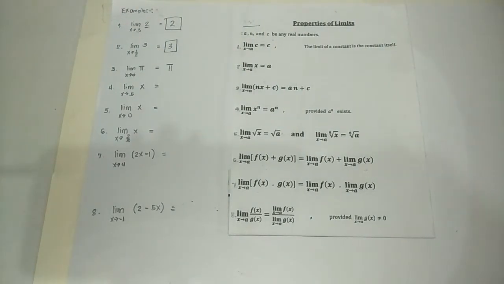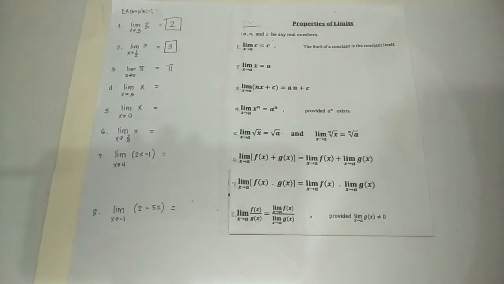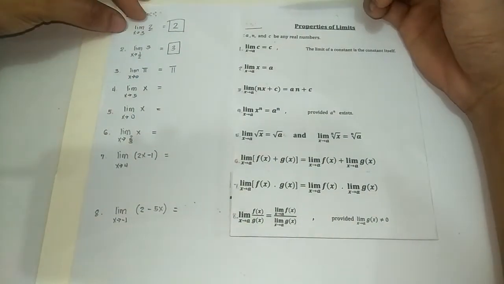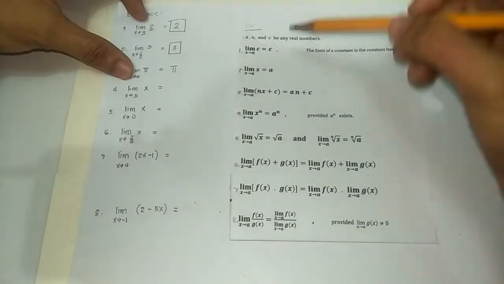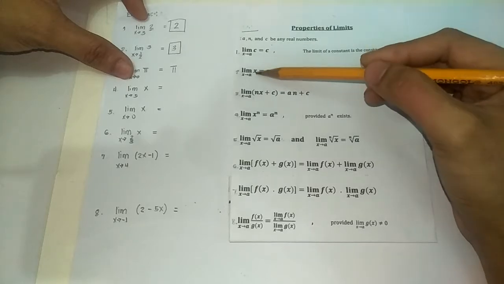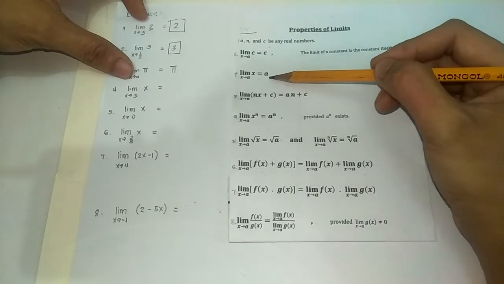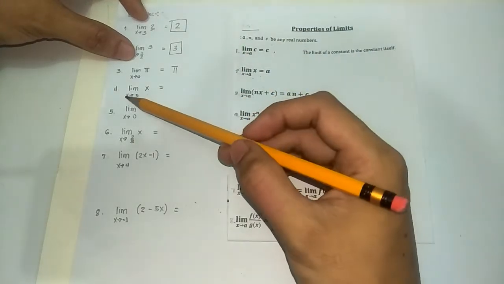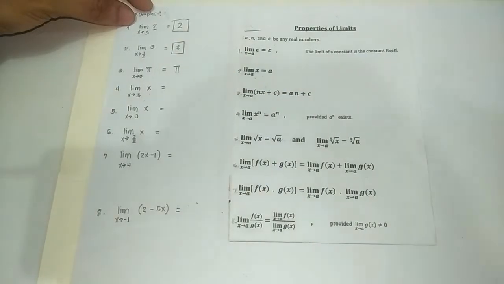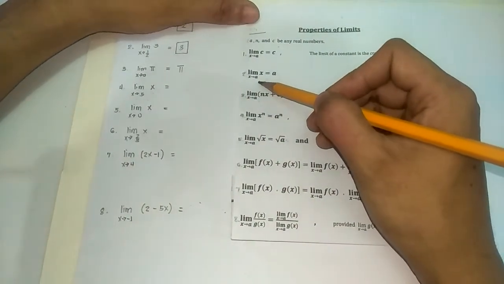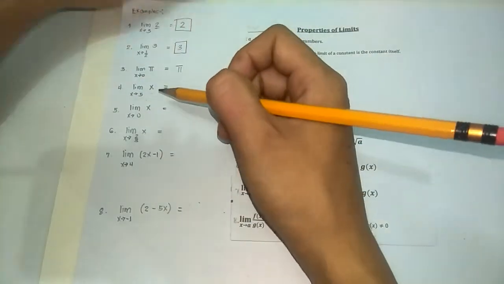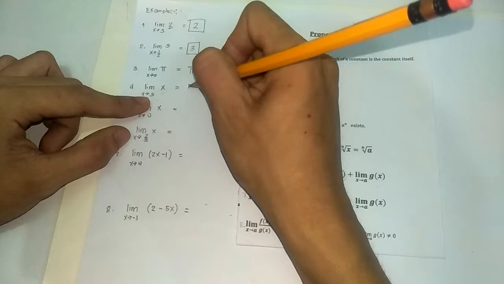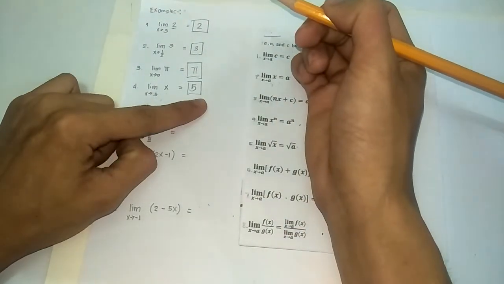Next, number 4, we have the limit of x where x approaches 5. So the number 4 example is based on property number 2 of the limits. The limit of x where x approaches a is equal to its approaches. So in number 4, we have the limit of x where x approaches 5. So therefore, sa number 2, yung sagot natin is the approaches of its limit. Kapag x lang po yung ating limit, the answer is also its approaches. So our answer here is 5 because 5 is the approaches of x.